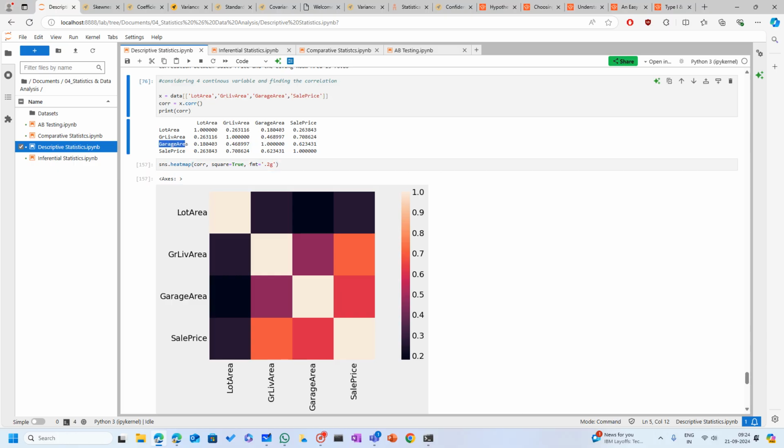Likewise, garage area: how is garage area increasing with sale price? If your house had one garage, or more garages, that would increase the sale price 62% of the time. That means if the house had good living area, good garage area, good lot area, that would increase the sale price. That is what we are understanding here.